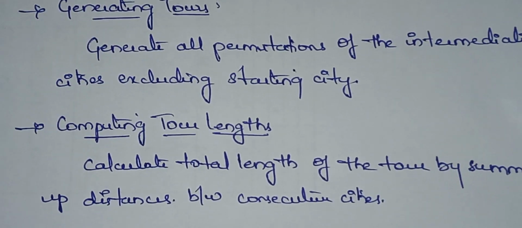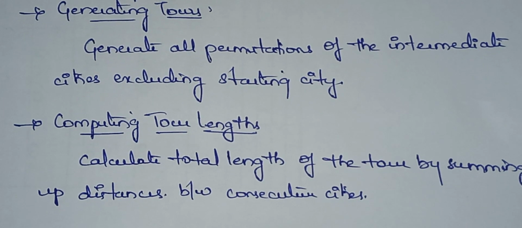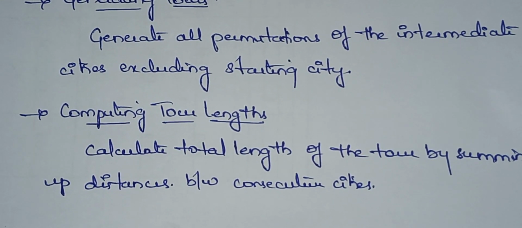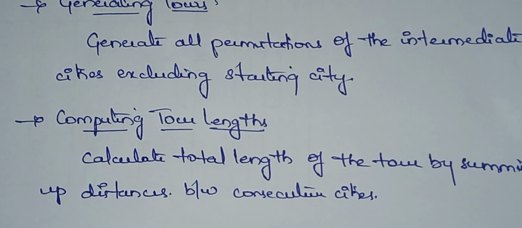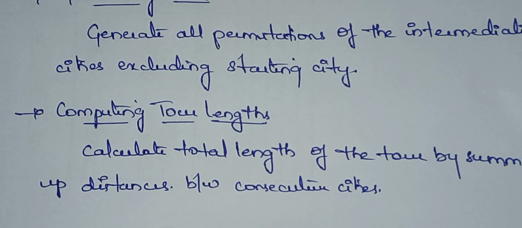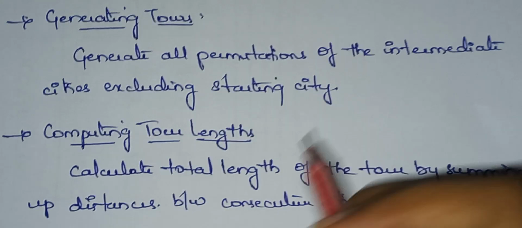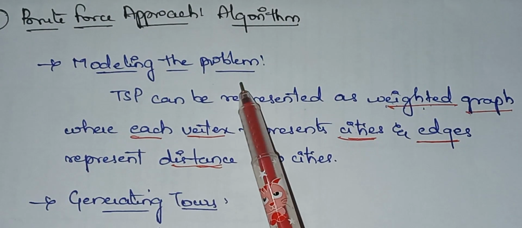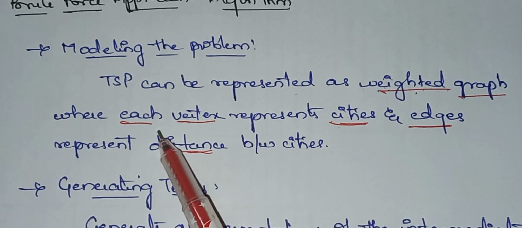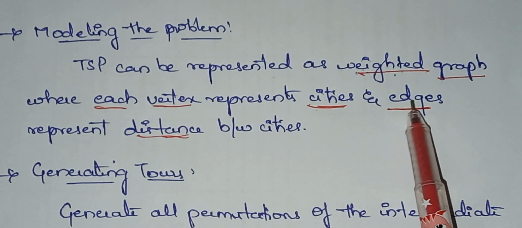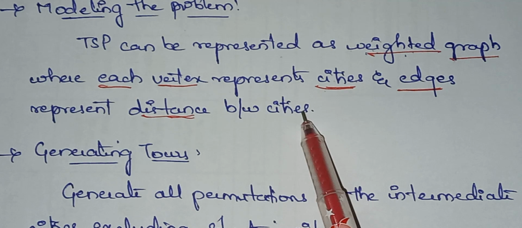Next, moving on to computing tour length. Once you start traveling across each intermediary city, you have to calculate the length of the tour by summing up the distances between those cities, from the starting city to each intermediate city you have traveled. So that is the third step. The first one is modeling the problem, where a weighted graph is given to you, where each vertex represents a city and each edge represents the distance between those cities.